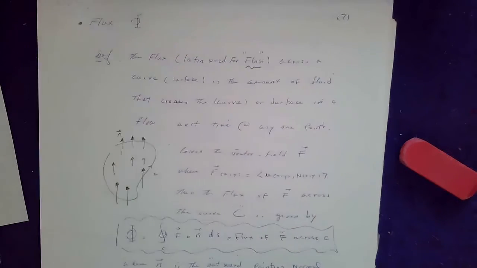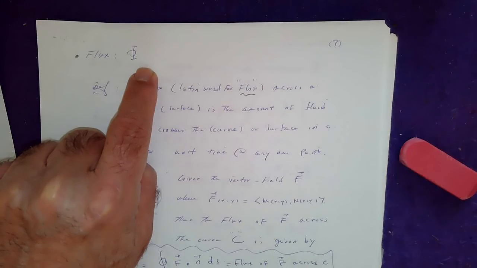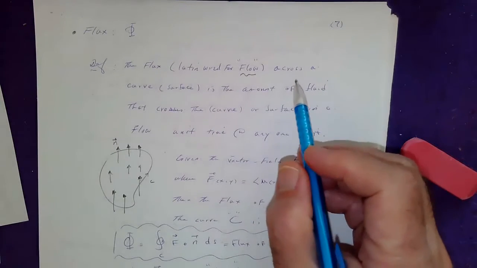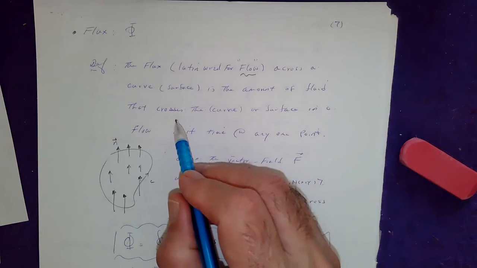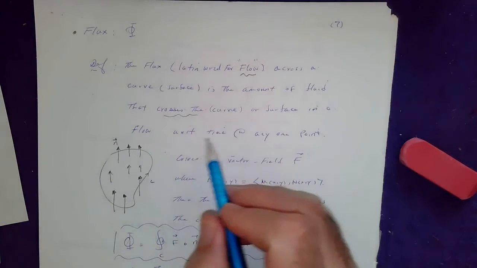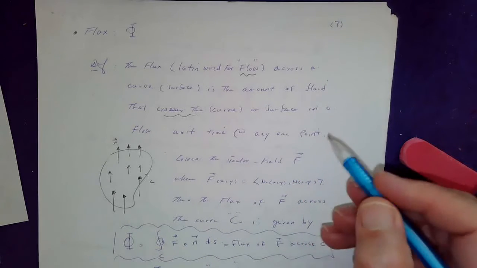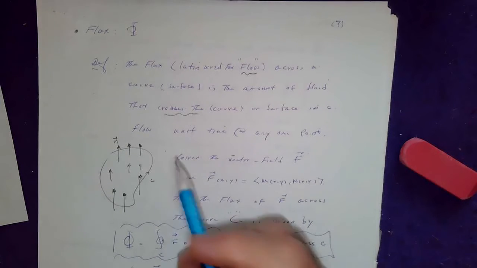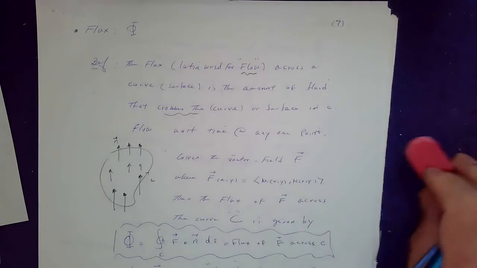Okay, finally, we talk about something called flux. That's F-L-U-X. This is the notation. It comes from a Latin word for flow. However, the flux across a curve or a surface is the amount of fluid that crosses the curve or surface in a unit time at any one point. So it's the amount of fluid which crosses a curve or a surface per unit time, like so many gallons per minute.